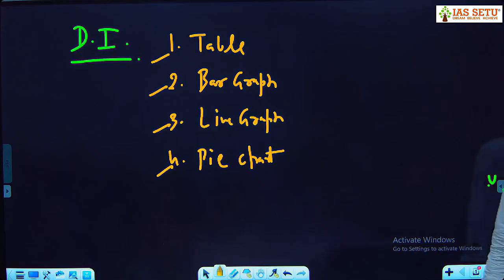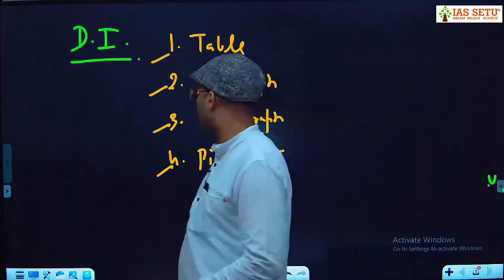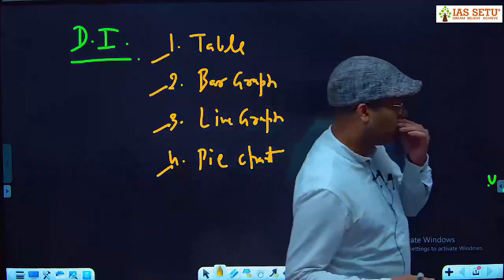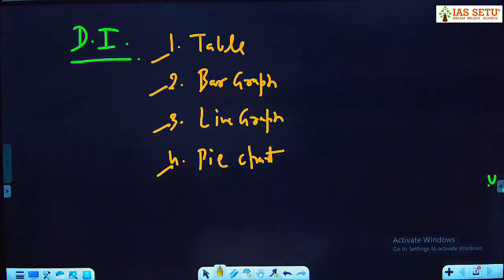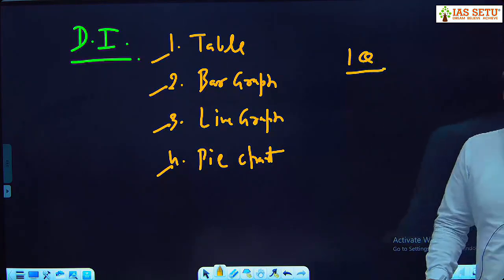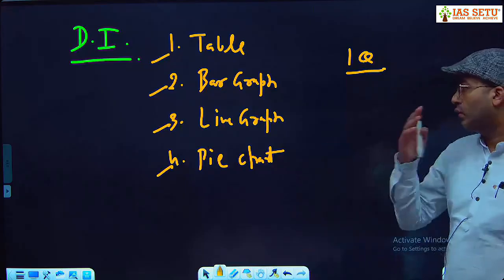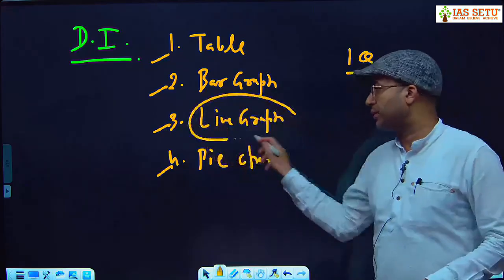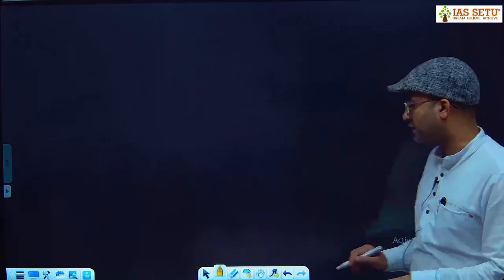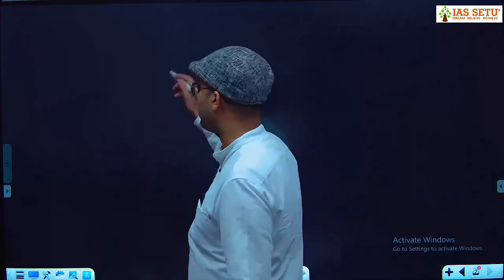Okay fine, so now here: table, bar graph, line graph, pie chart. Weightage of this topic is one question, so that's why I will not take it in much detail. First I tell you the concept related to line graph which has been asked already. Here, for line graph, I will give you some conceptual clarity first, then we will do some questions.